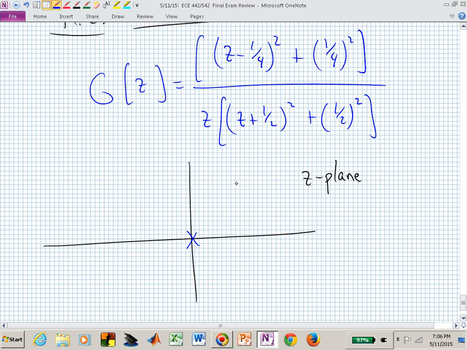So do we have poles at 1/2 plus and minus j 1/2? No. Now that real part is now z equal to minus 1/2. So now we're over here. And if that's the case, where are the zeros located? They are now here, right? What's the root locus look like for this guy?